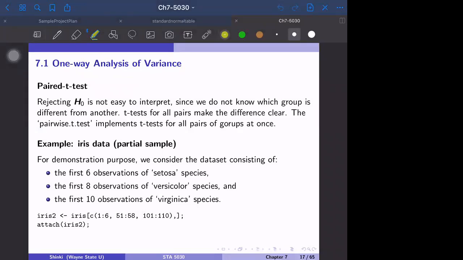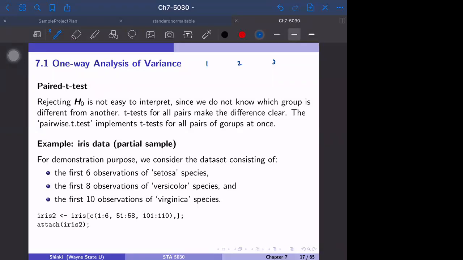Hi, we continue section 7.1, one-way analysis of variance. Last time we defined the one-way layout and did the analysis of variance, which can test if multiple groups are all the same or different. For example, we have three groups, 1, 2, 3, and the null hypothesis is that all groups are the same, and the alternative is that some groups are different.